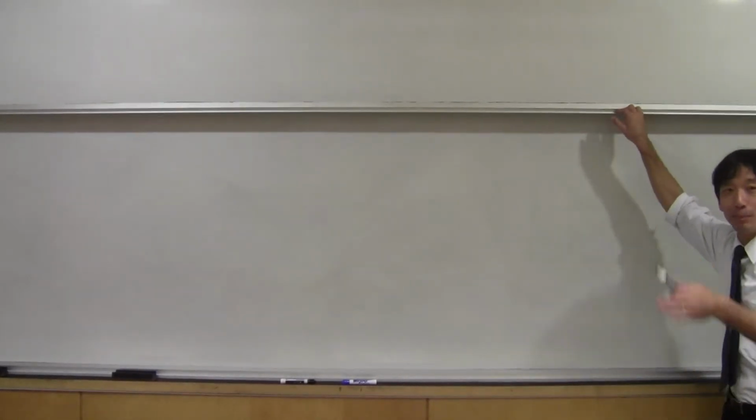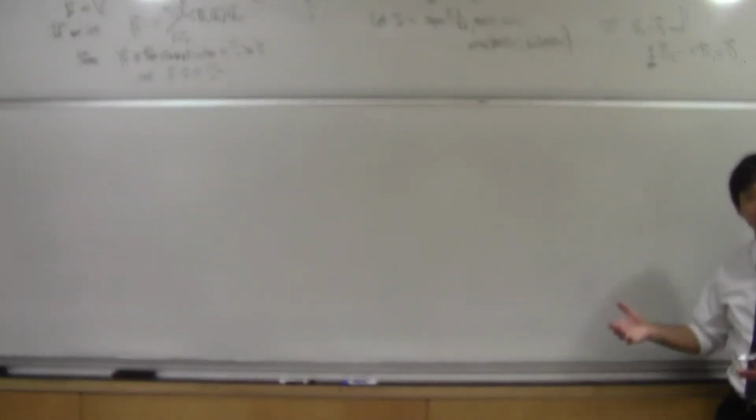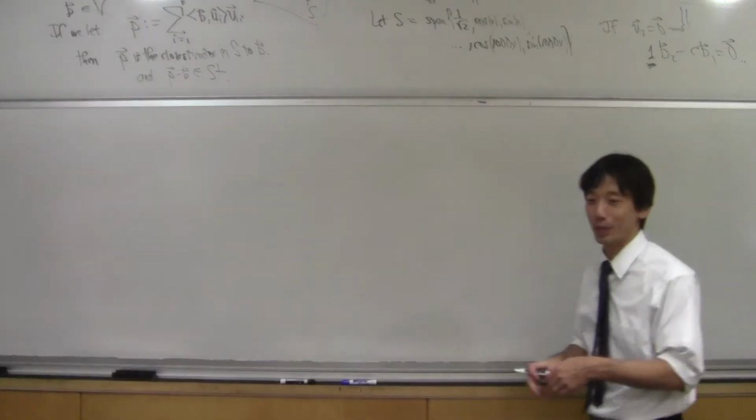So every time you step up, you have to say, well, is U3 not zero? Well, if it were equal to zero, then the first three vectors would be linearly dependent, and so on and so forth.